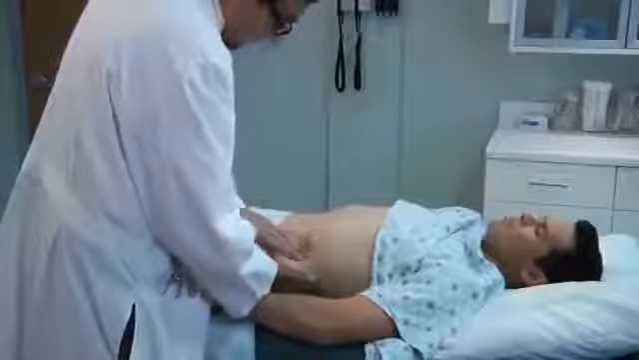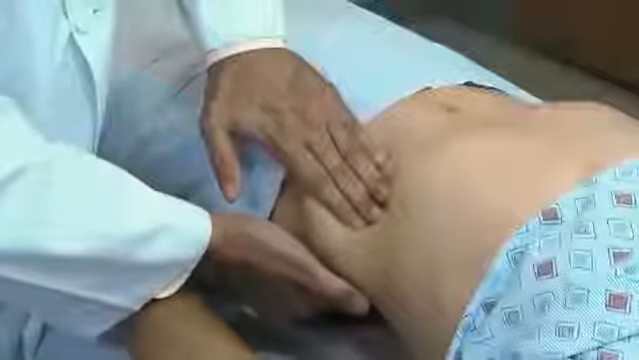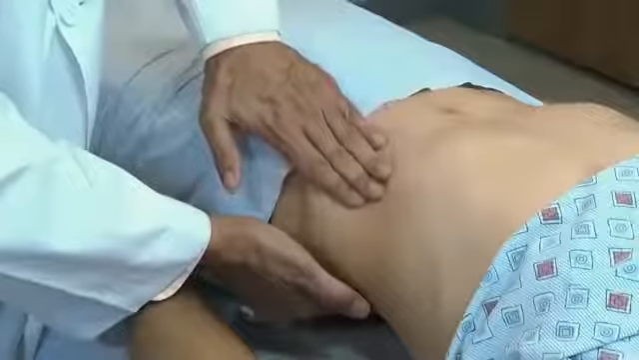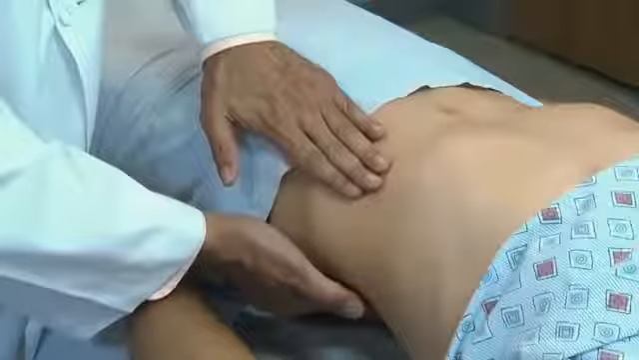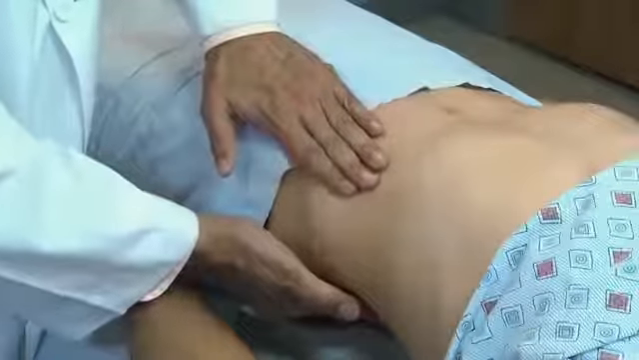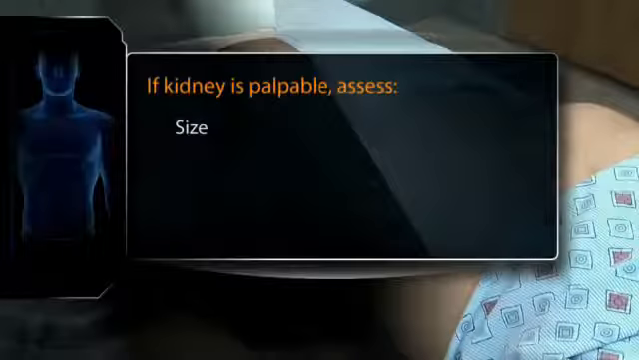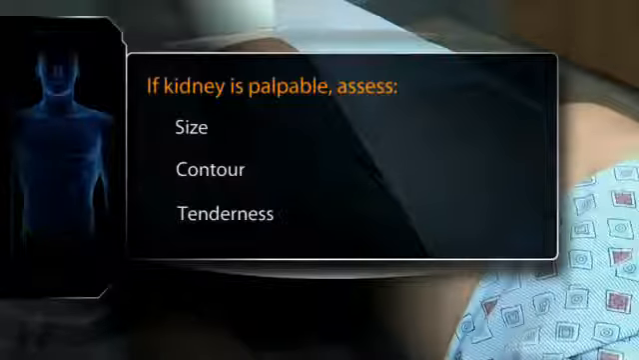And hold your breath. Slowly release the pressure of your left hand, feeling at the same time for the kidney to slide back into its expiratory position. If the kidney is palpable, assess its size, contour, and any tenderness.